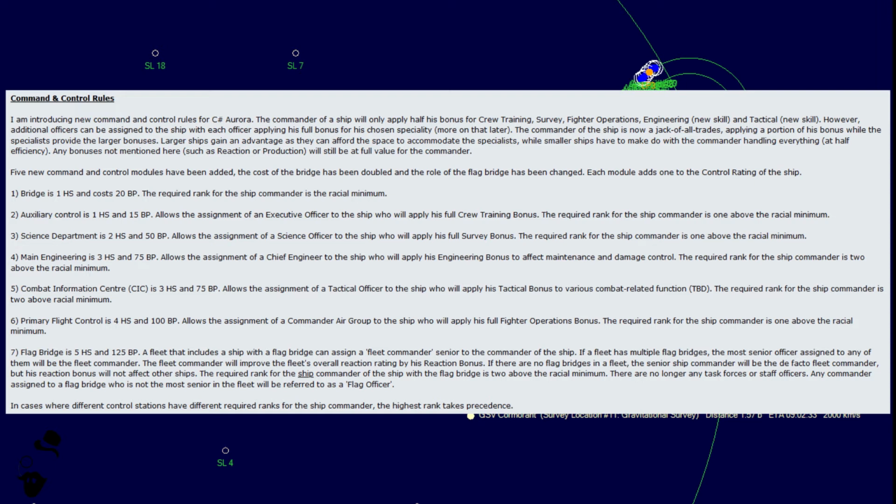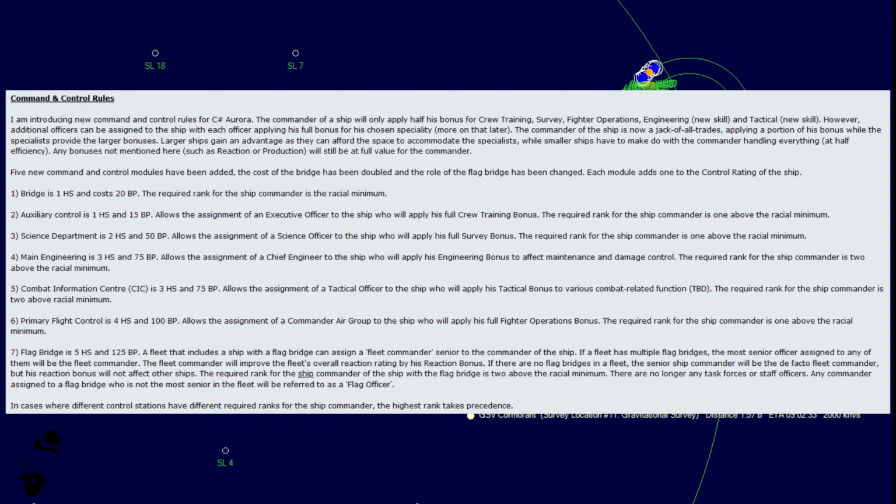A CIC is 3 hull size and 75 BP, and allows the assignment of a tactical officer to the ship who will apply his TAC bonus to various combat-related functions. The required rank is 2 above racial minimum. Primary flight control is 4 hull size and 100 build points and allows the assignment of a command air group to the ship, who applies full fighter operations bonus, with 1 above racial minimum.